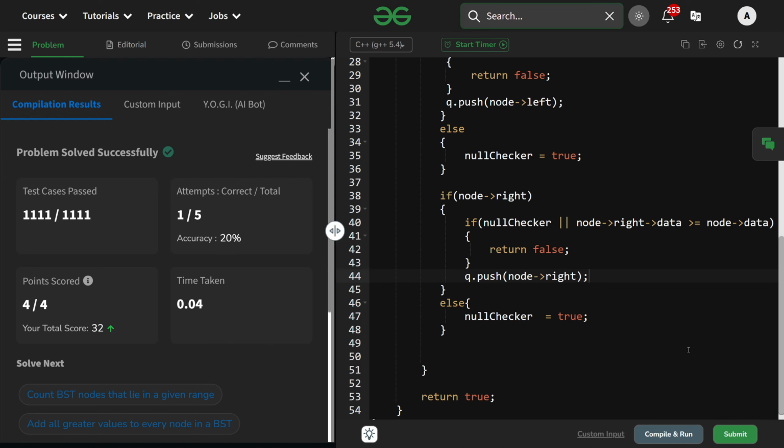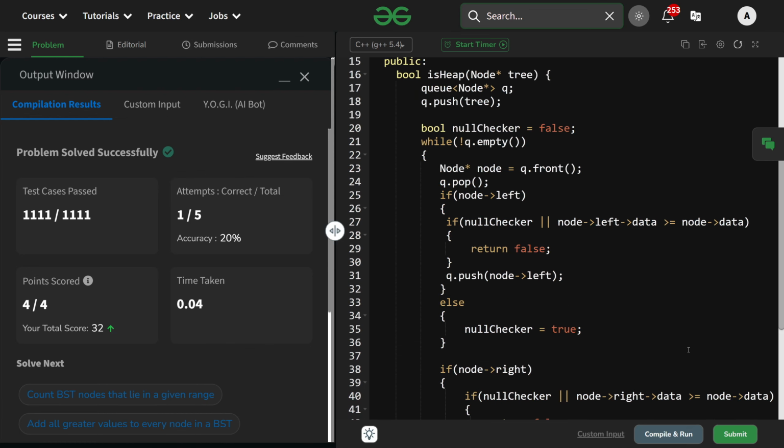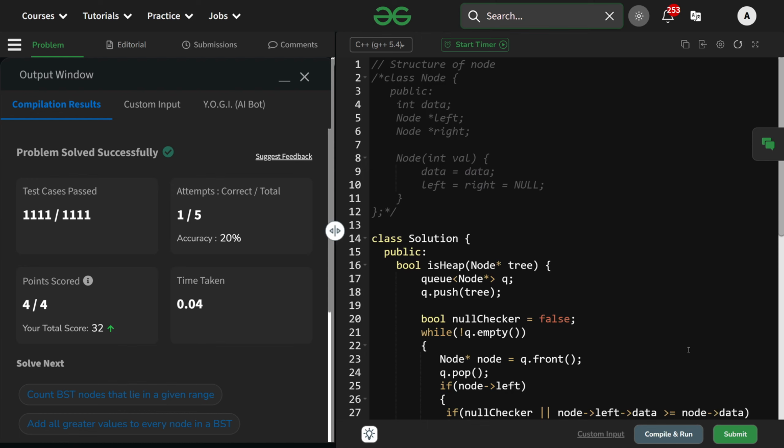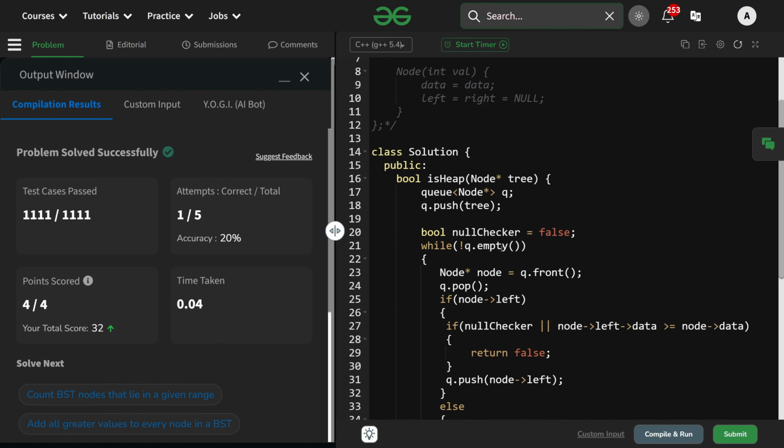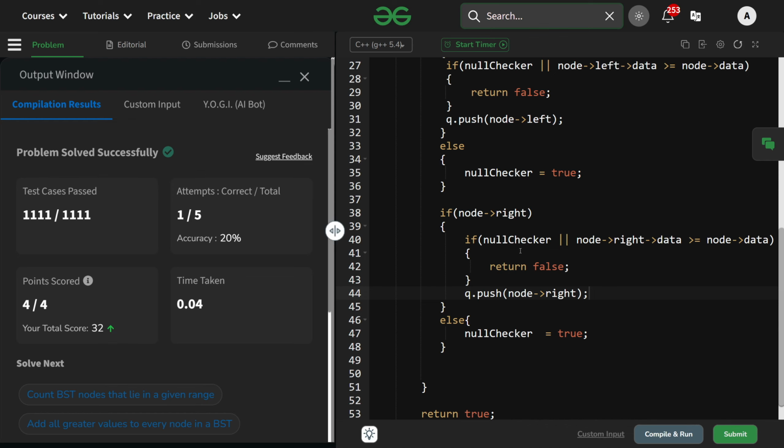So yes, I do make small mistakes from time to time, but please take care. You do not do these kind of mistakes during the interview. I have blundered a lot of interviews because I could not find the given mistake in my solution.